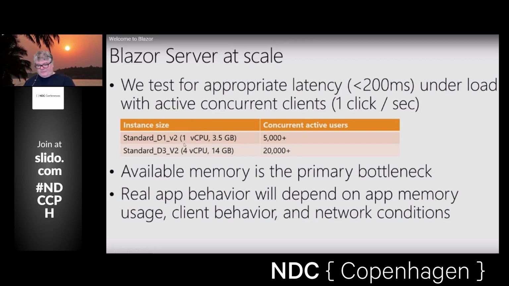So it turns out with one virtual CPU and 3.5 gigs of RAM in their setup here, they were able to support about 5,000 active users. If they up that to a virtual CPU server with 14 gigs of RAM, 20,000. Now that was without using the Azure SignalR service. That was just in the box. So memory is the primary bottleneck. I'll talk in a minute about having multiple servers or a server farm or a cluster and what's required for that.